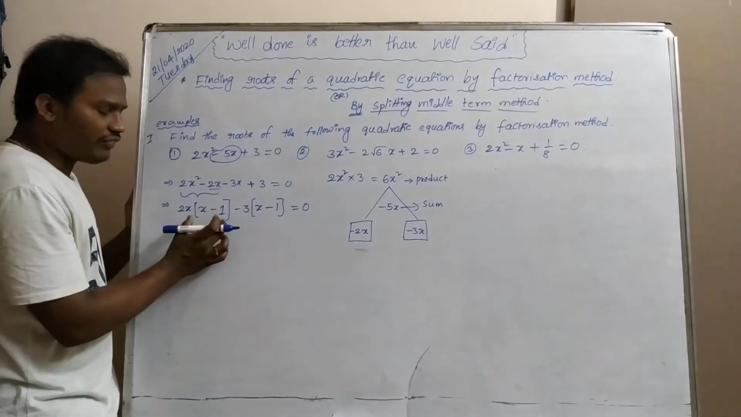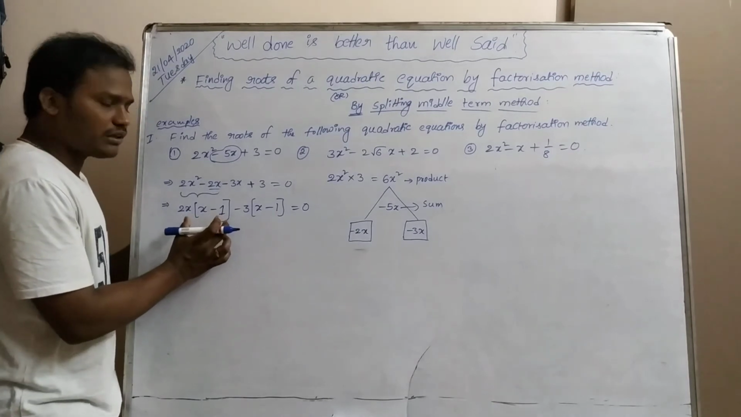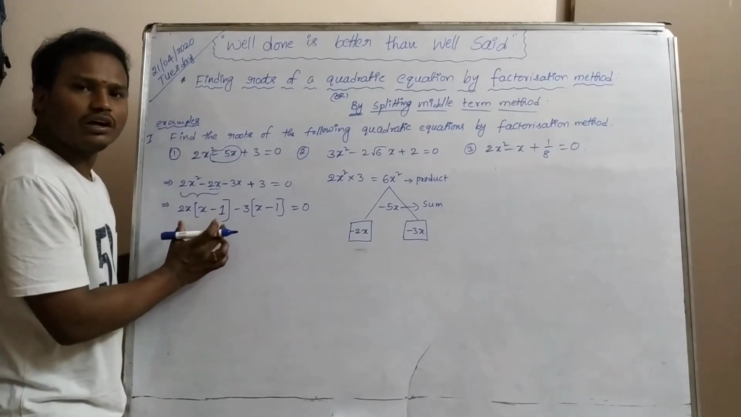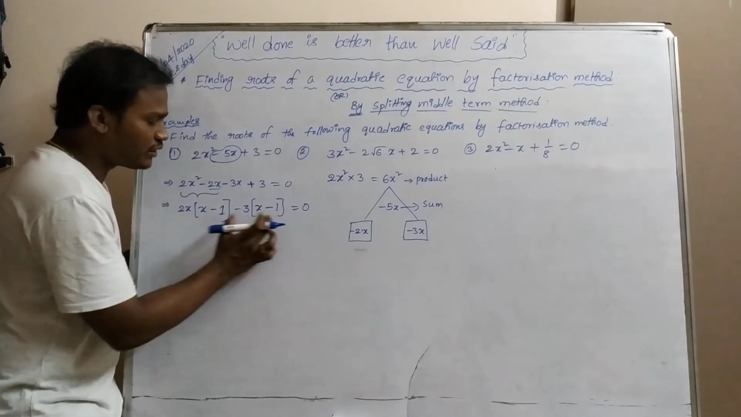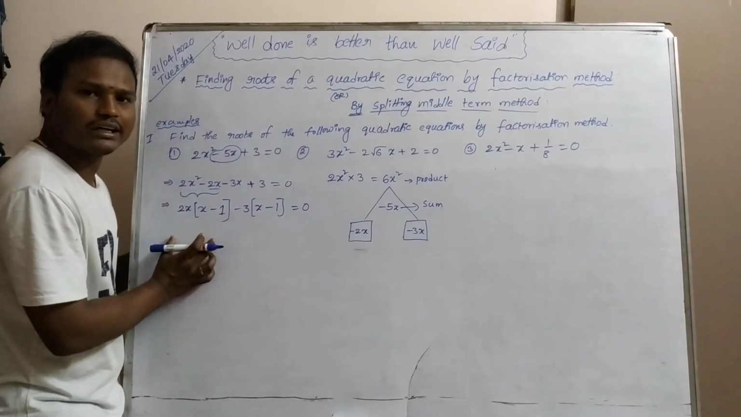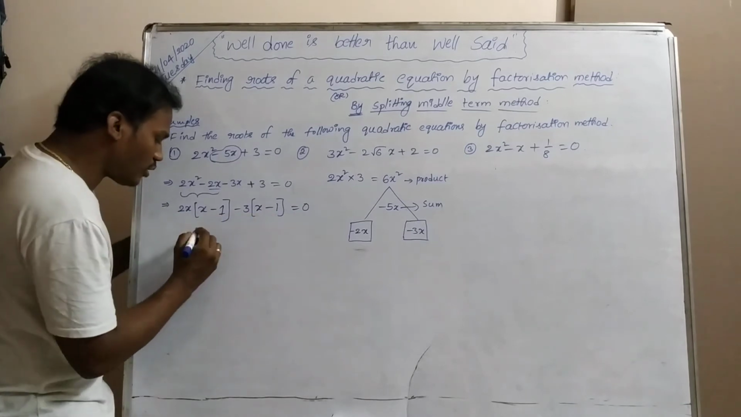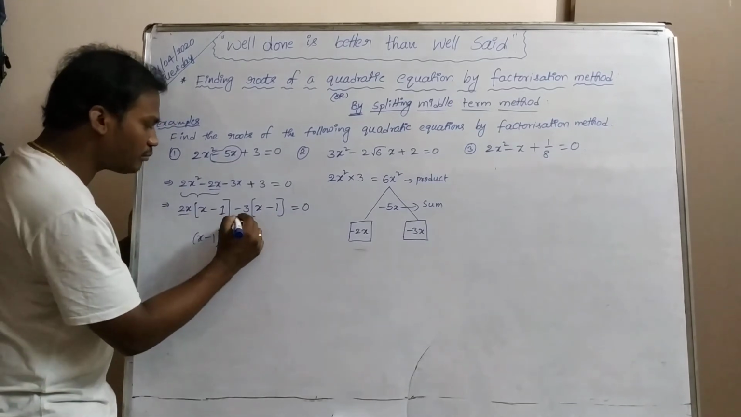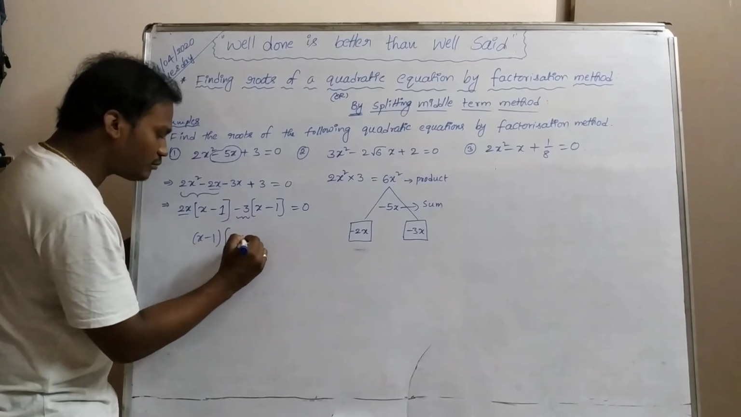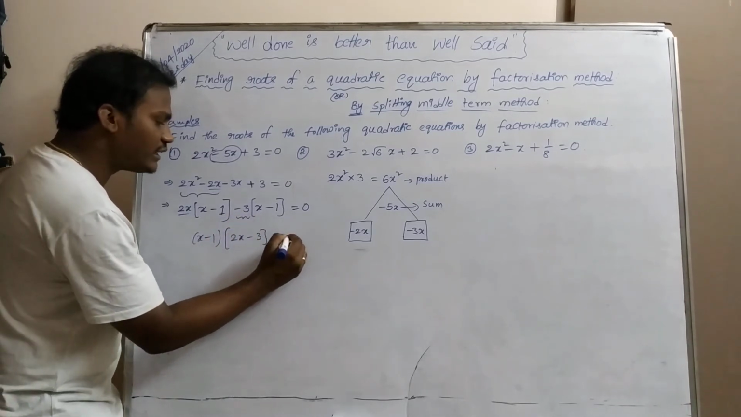Here, if you observe, whenever we are using the factorization method, we must always see x minus 1 here and x minus 1 here, or some other factor that will be common in these two terms. Okay, clear? So here x minus 1 is common. If you take x minus 1 common, the remaining terms are 2x and minus 3. So let's write 2x minus 3 in the bracket, is equal to 0.